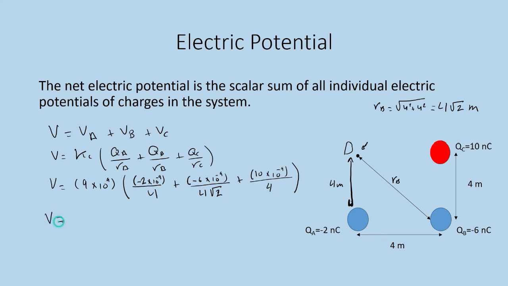V is equal to 2.5 times 10 to the power of negative 4 volts. This is V at point D. I found the net or the resultant electric potential at point D.